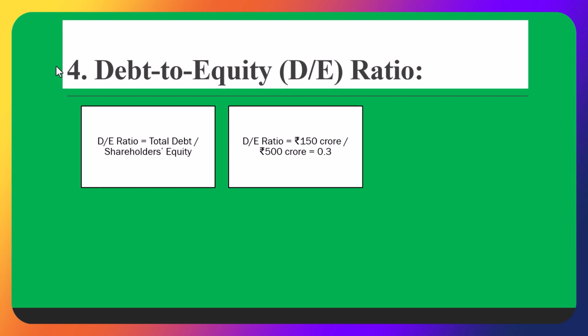But of course, you require debt also to grow. Here you find the debt is 150 crores and equity is 500. So that means the company is running more on its own money. It's like 30 paisa of debt per 1 rupee of equity. So this ratio looks to be very good. If it is 0.2, 0.1 or 0, it is still better.